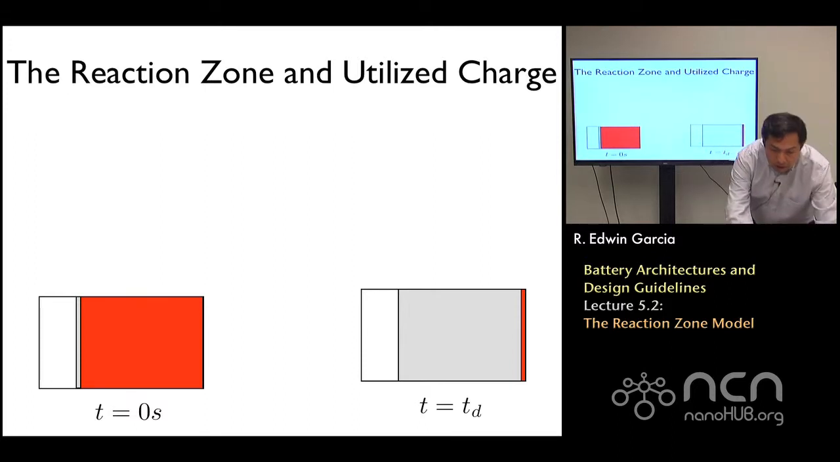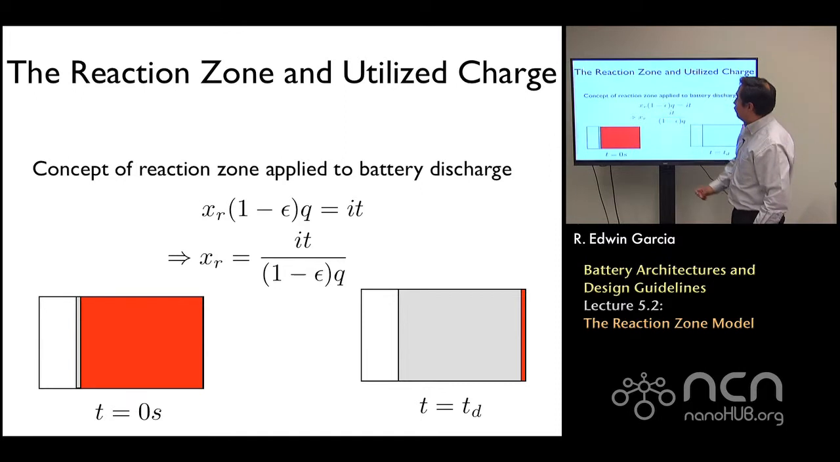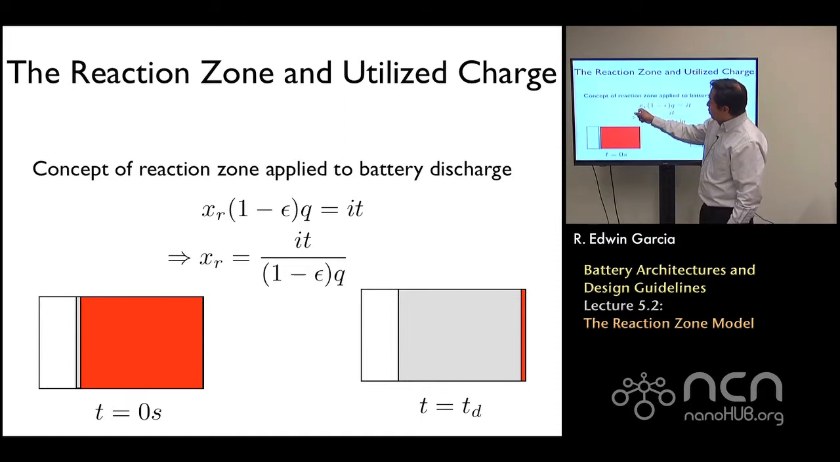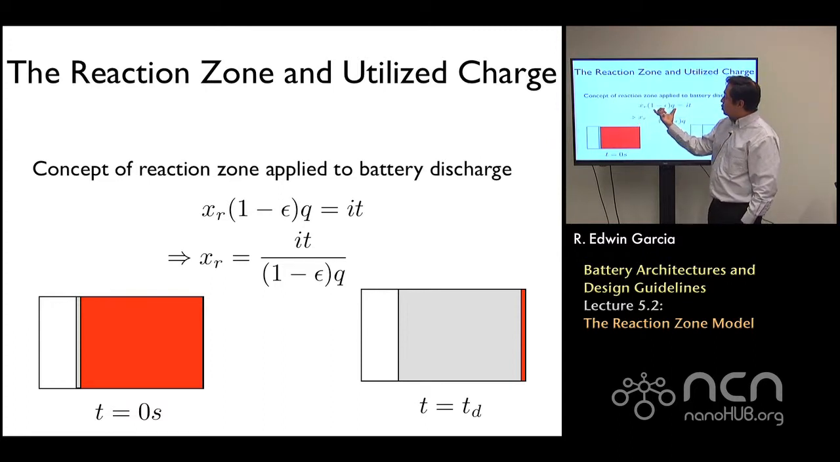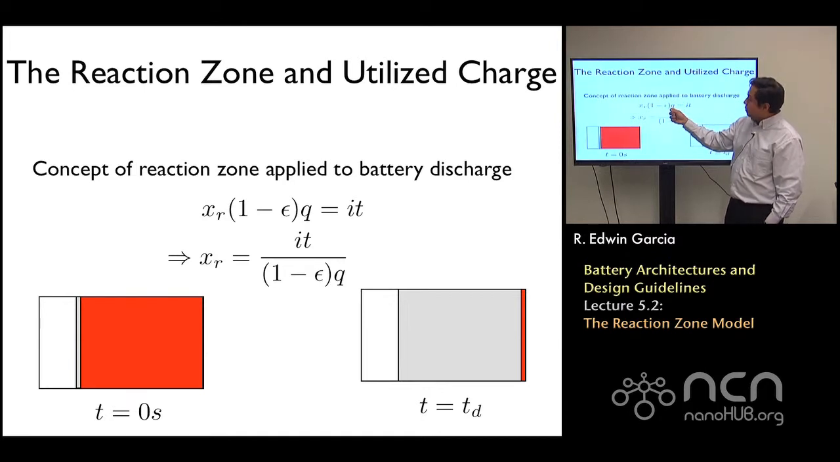Okay? Mathematically we can express it by saying effectively that the thickness of utilized material, in this case the reaction zone, corresponds to the amount of charge that we have effectively used, okay? If you think about it, the porosity is the amount of material that we're not using, and 1 minus epsilon corresponds to the region of the amount of material that we have actually used, okay?